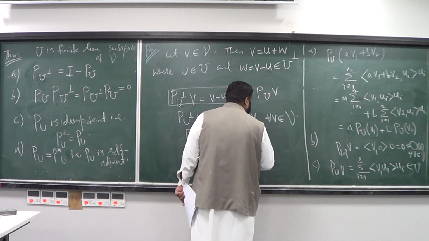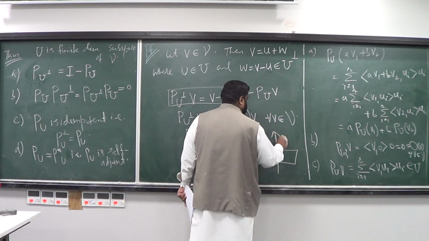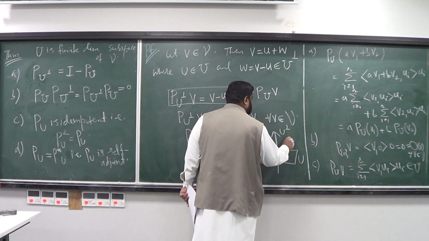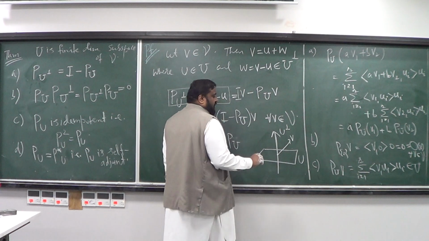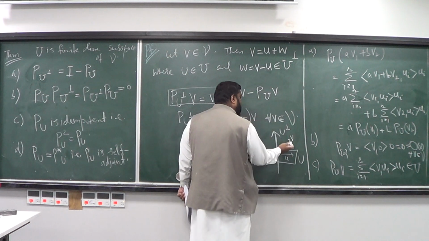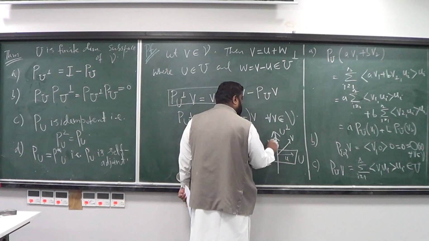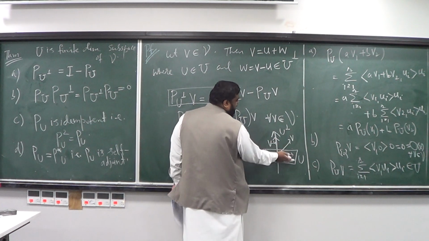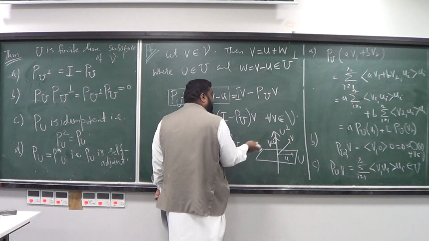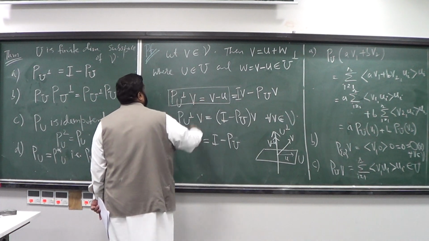So this is my subspace U and this is my U perp. If you have a vector v, you consider its shadow in U, it's the vector u. Its shadow in the space U perp is v minus u. So therefore I am saying that the orthogonal projection of the vector v onto U perp is equal to v minus u actually.